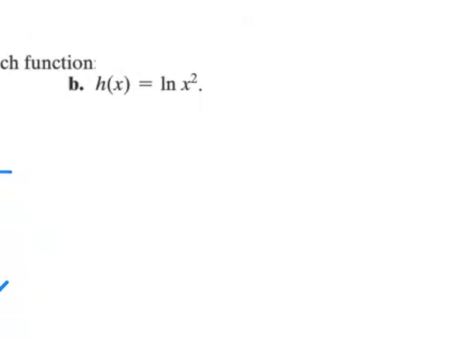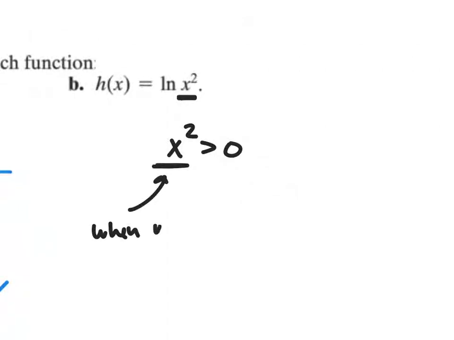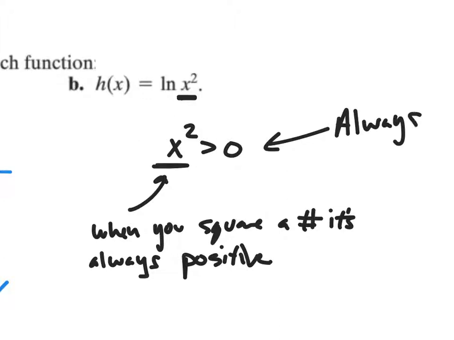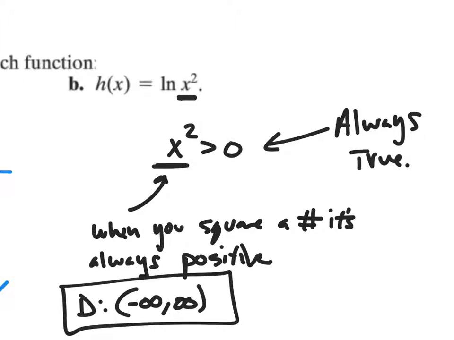On this one, h of x is equal to the natural log of x squared. So what I have here is I want to take x squared and set that greater than 0. Here's the thing: when you square a number, it's always positive. Because that's always positive, this statement will always be true. Therefore, my domain goes from negative infinity to positive infinity. And that's all we're looking for.